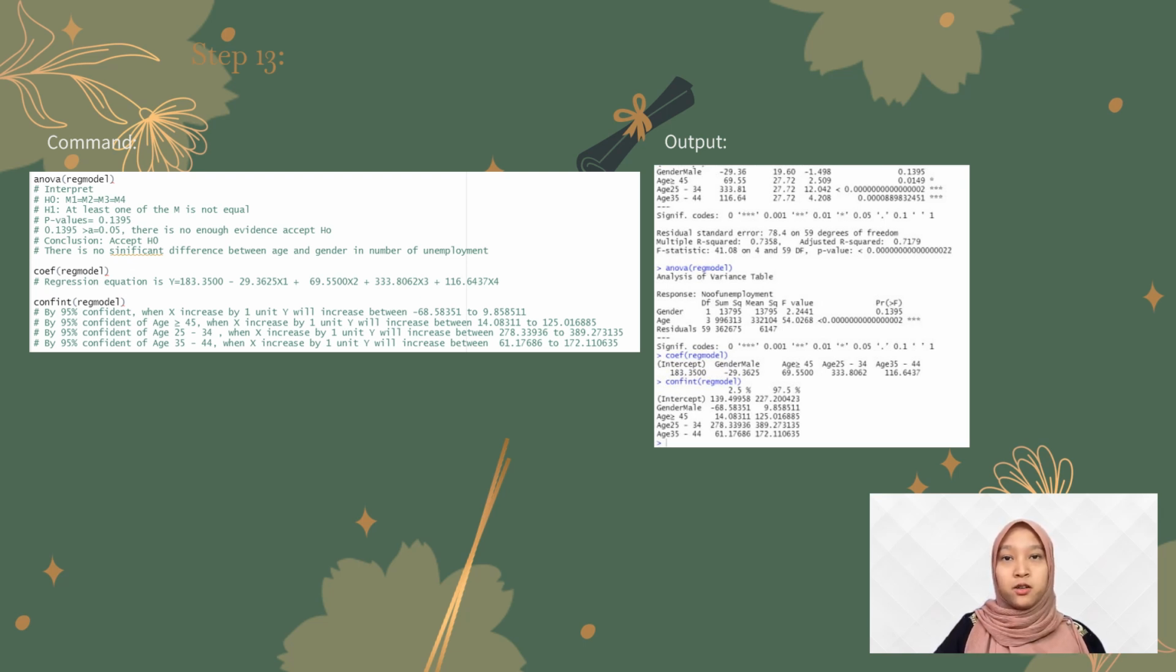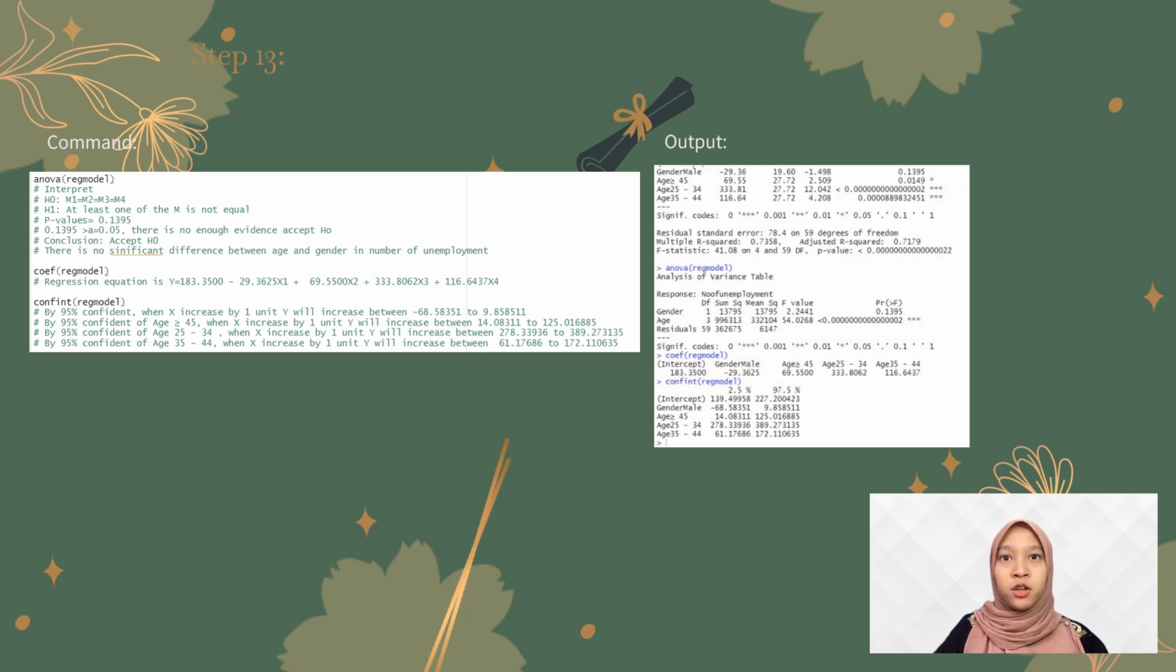After that, if you want to find the coefficients, you can put coefficient regression model, so it will appear like the output. The regression equation is y equal to 183.35 minus 29.3625 x1 plus 69.55 x2 plus 333.8062 x3 plus 116.6437 x4.